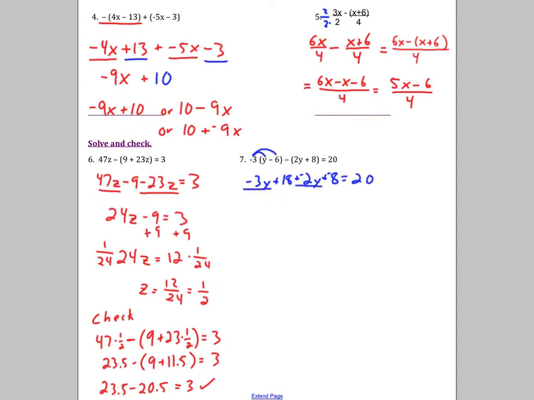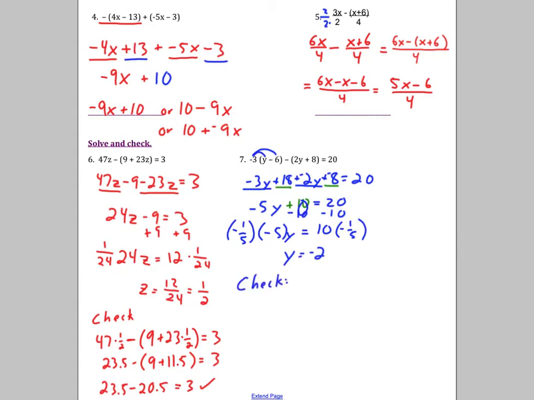Combining like terms. Negative 3y plus negative 2y is negative 5y. 18 plus negative 8 is 10, and it equals 20. Here we'll subtract 10 from both sides. The 10 minus 10 equals 0, and we're left with negative 5y equals 10. Multiply by the reciprocal on both sides, and we end up with y equals negative 2.